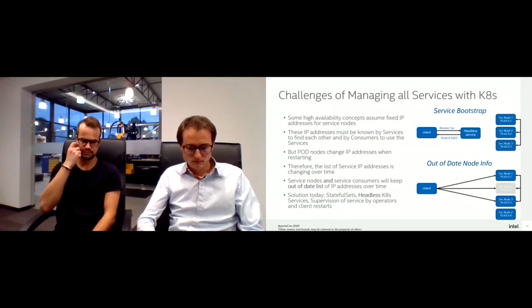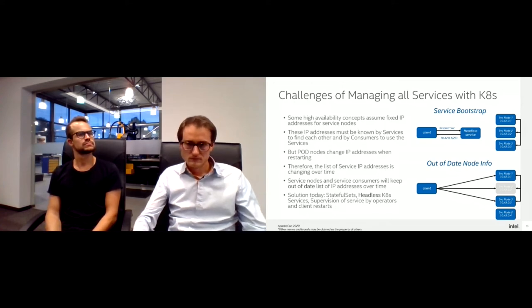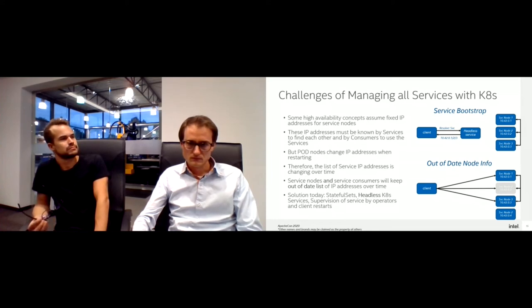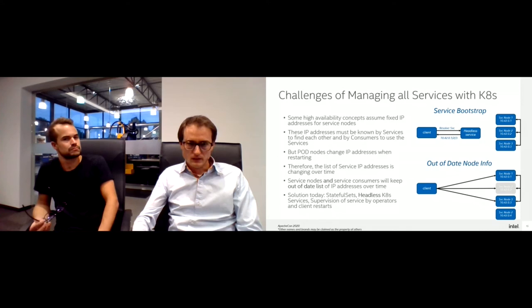So for instance, if a client gets three IP addresses of services and one node goes down, it comes up again, but it has a different IP address. That's something you can't change in Kubernetes, and this is creating some problems. But this can, of course, be solved with several concepts, even though more or less it is assumed that the servers and services are controlled by operators, and the client is realizing that it lost the connection to the service and is restarting. Okay. Thank you.